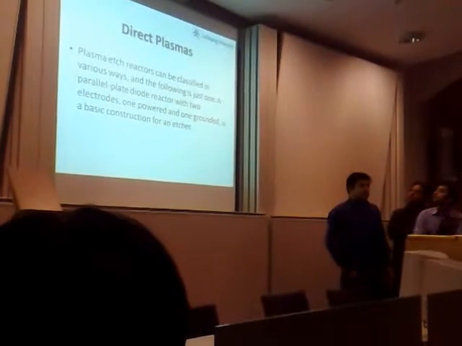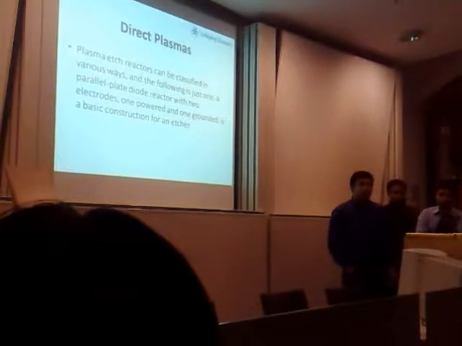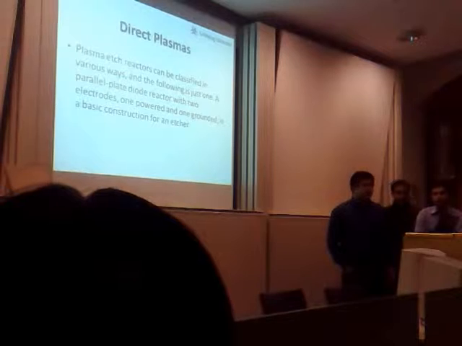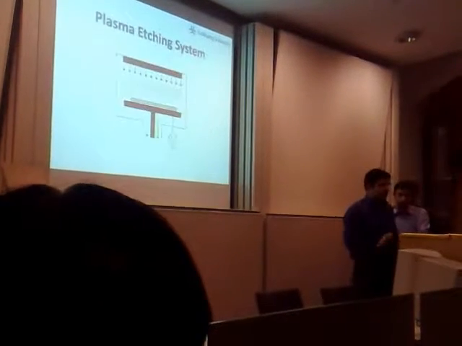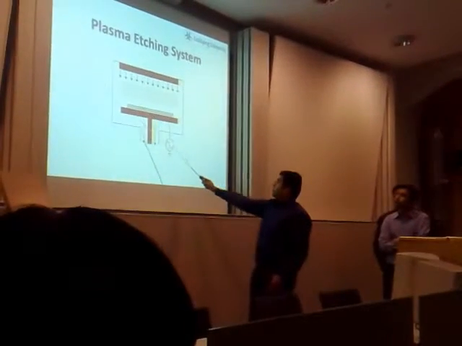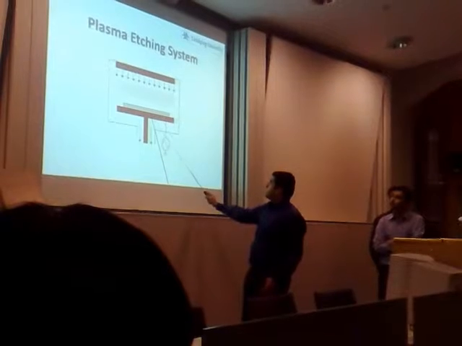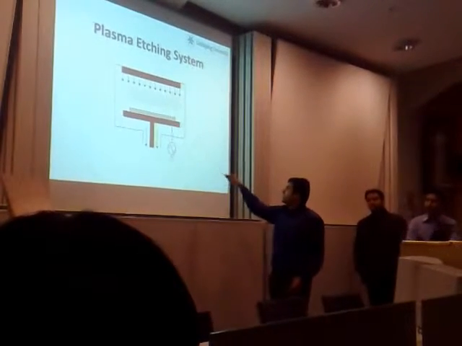Direct plasmas. Plasma etch reactors can be classified in various ways, and the following is just one. A parallel plate diode reactor with two electrodes, one powered and one grounded, is the basic construction of an etcher. This is a parallel plate diode reactor. On one electrode, which is powered, the wafer is placed, and on the other, gas is introduced.